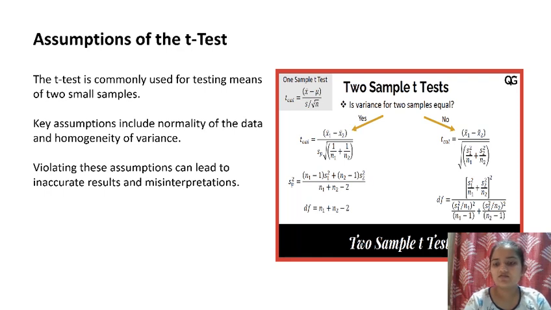Here is the formula for the two sample t-test. Is the variance for the two samples equal? If it is yes, then we have one formula. If it is no, then we have another formula as shown in the figure.